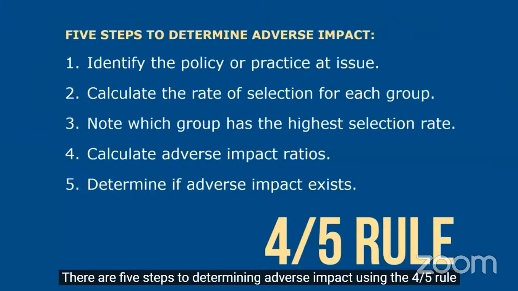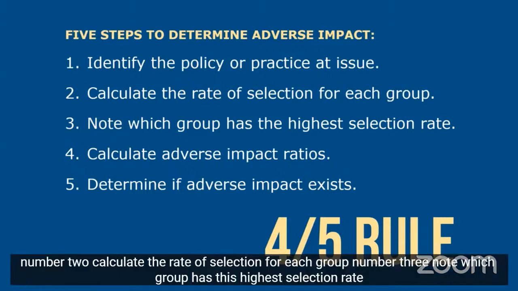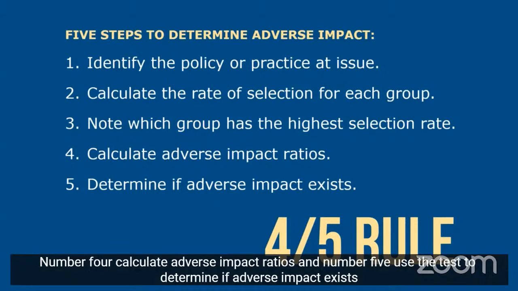There are 5 steps to determining adverse impact using the 4/5 rule. Number 1, identify the policy or practice at issue. Number 2, calculate the rate of selection for each group. Number 3, note which group has the highest selection rate. Number 4, calculate adverse impact ratios. And number 5, use the test to determine if adverse impact exists.